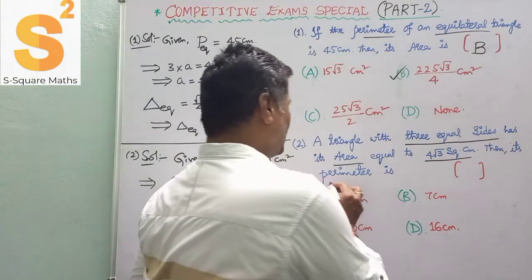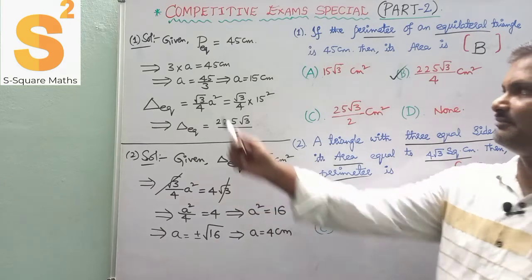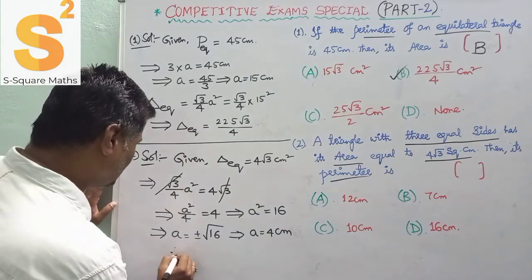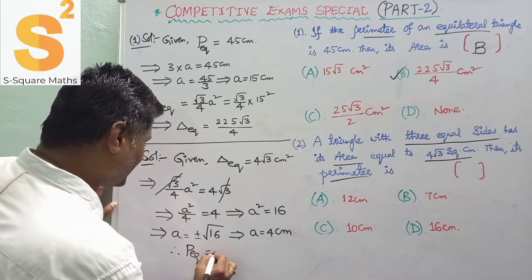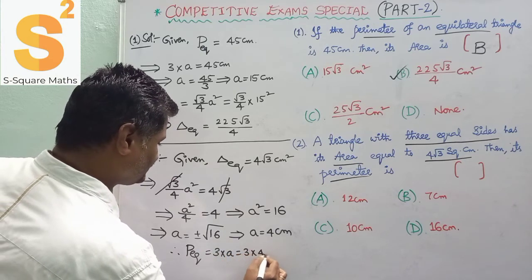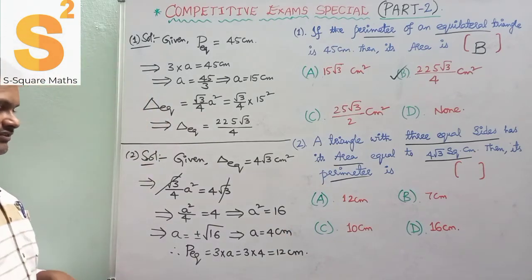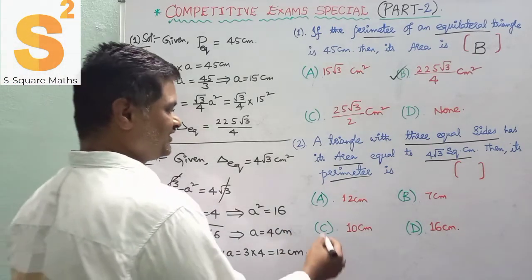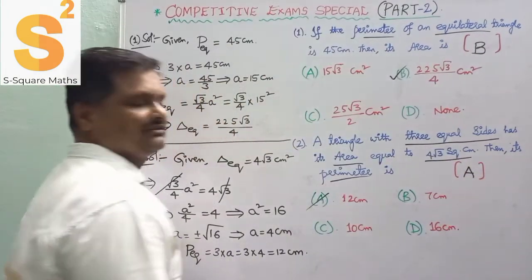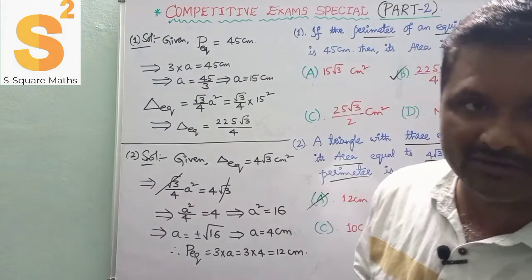But they ask you to find out its perimeter. So just now we have gone through that perimeter of an equilateral triangle is 3 into side. So therefore perimeter of an equilateral triangle, so 3 into side, so 3 into 4, nothing but 12 centimeters. So our option that fits here is nothing but A option. In this way we can overcome the anxiety of the competitive examination problems.